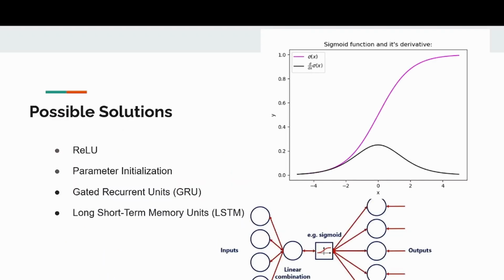Some possible solutions to this problem start with our choice of activation function. A common one we see is the sigmoid function. In the graph above, we can see the pink for the sigmoid and the black for the derivative. The largest possible value for the derivative of the sigmoid function is 0.25. As our x values become larger in magnitude, in the positive or negative direction, we can see that the derivative approaches 0. This contributes to the vanishing gradient problem.